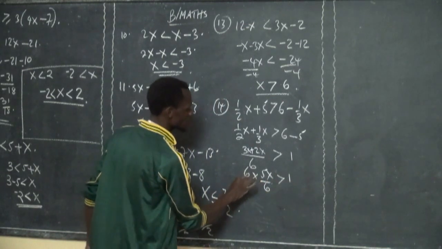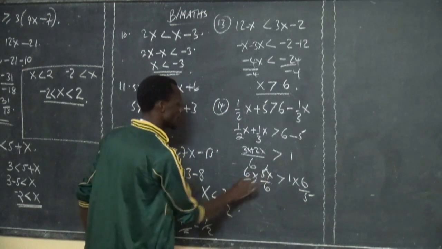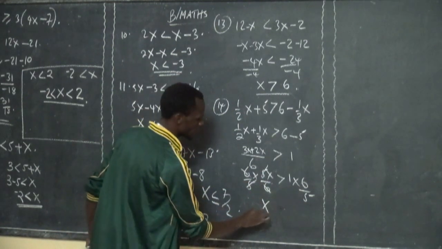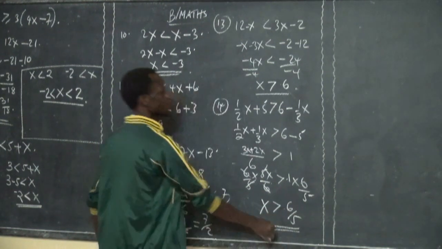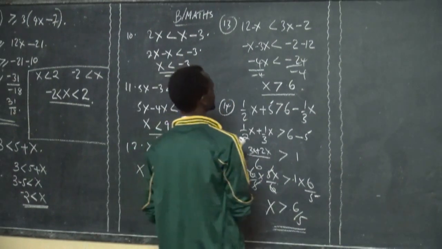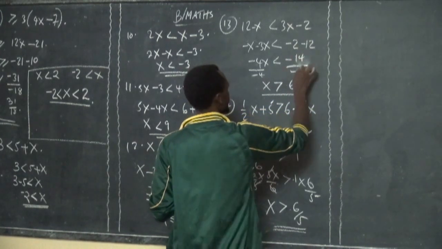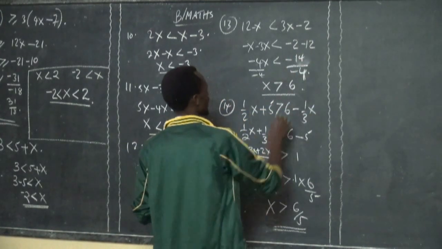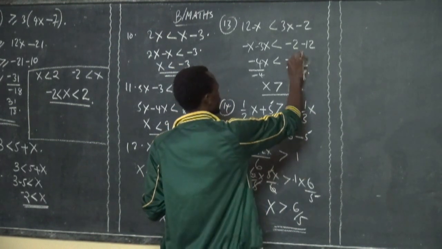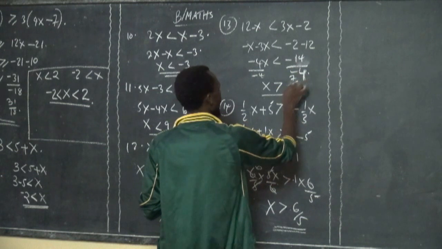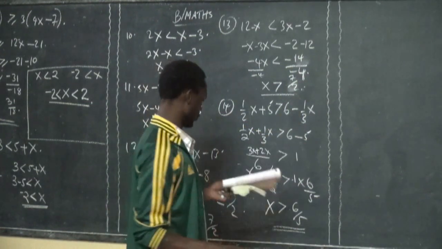We multiply by 6, we divide by 5. Now this cancels out. Now x is greater than, this is what? 6 over 5. This was 14. Now here it is 14, then we divide by 4. You understand? Yes. Now by simplifying we get what? By 2, 7. By 2 here is 2. X is greater than 7 over 2.